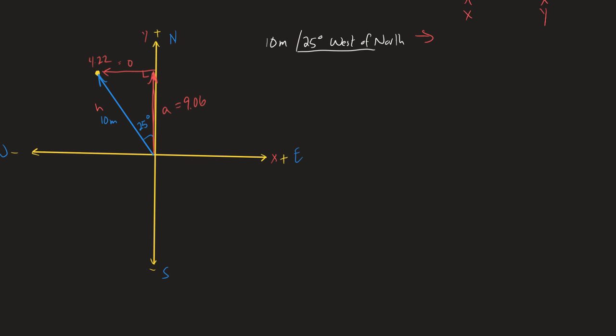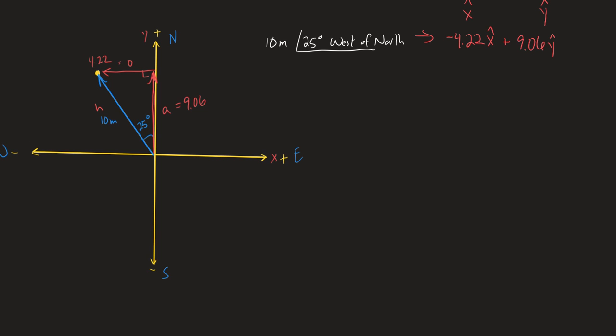Now you'll notice I'm putting these little hats above the X and Y. Those hats tell me that it's in the X direction. You would say it just like that. So for example, this is negative 4.22 X hat, meaning I go negative 4.22 in the X direction. That's what the little hat on top of the X means, plus 9.06 Y hat. So that means 9.06 in the Y direction.